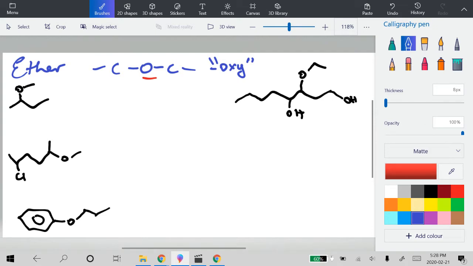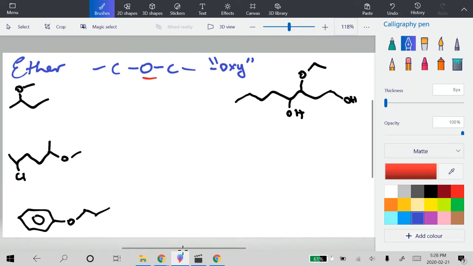There's an oxygen molecule. And when you're naming that, you want to put oxy after the side chain, so the shorter carbon molecule, and then follow that by naming the larger carbon molecule or the larger carbon chain.